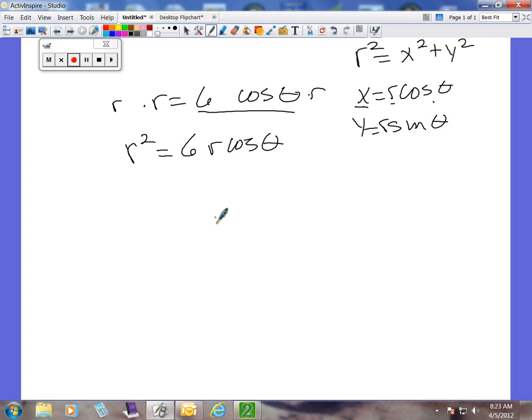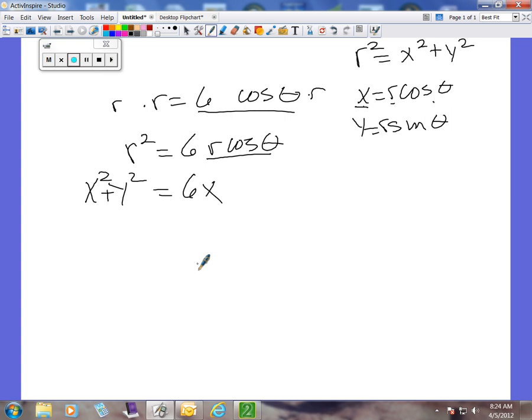Now, does anybody see some substitutions you can do? We want to get rid of the r's and thetas and have only x and y's. So what can I put on this side? Yeah, doesn't r squared equal x squared plus y squared? What can I substitute after the 6? What does r cosine theta equal? x. Now, isn't that all x and y's? So that's your rectangular form.